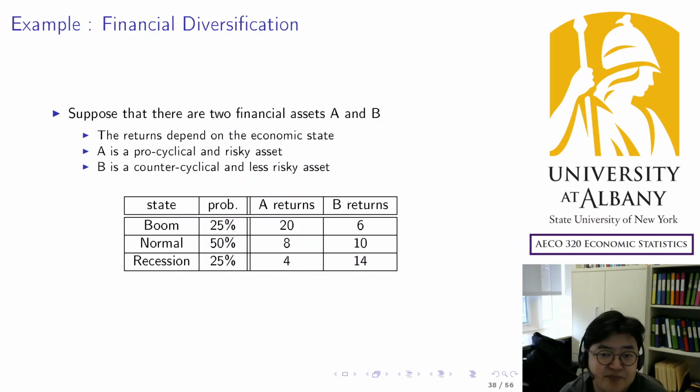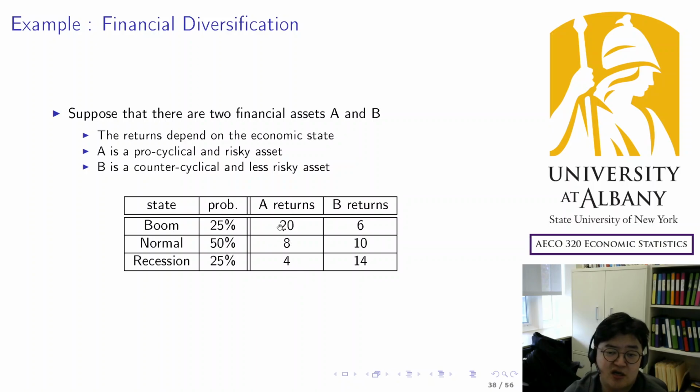So suppose that there are three types of economic status: boom, normal, recession. And say next year it will be boom with 25%, normal 50%, recession 25%. Okay, and depending on how well the economy is doing, two assets, financial asset A and B, will yield different returns. Say A returns 20 in boom, 8 in normal, and 4 in recession.